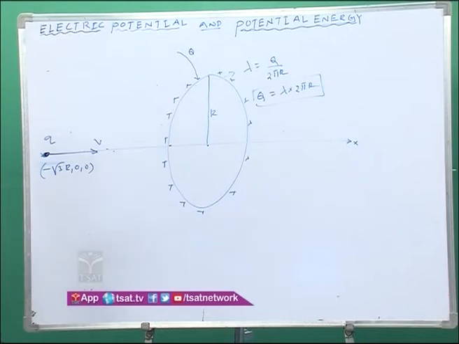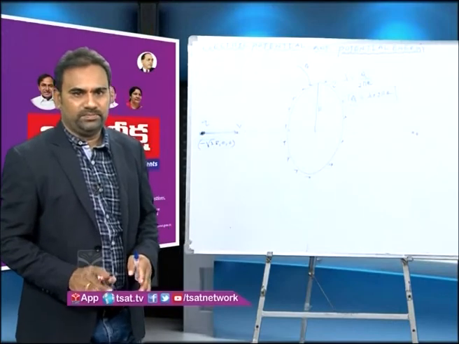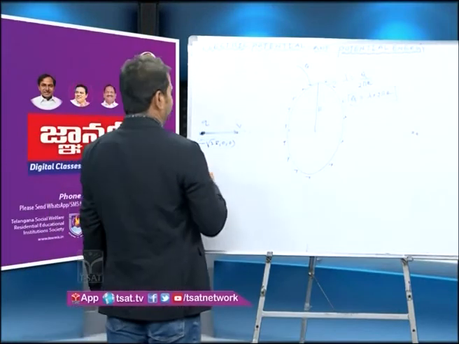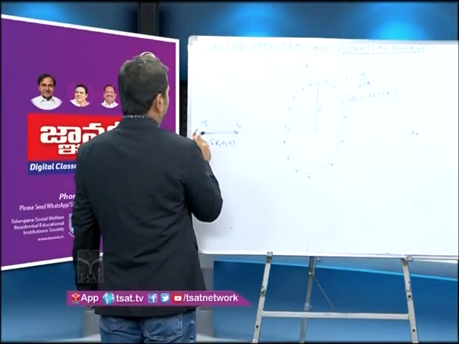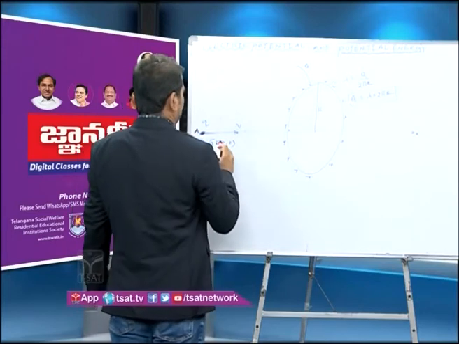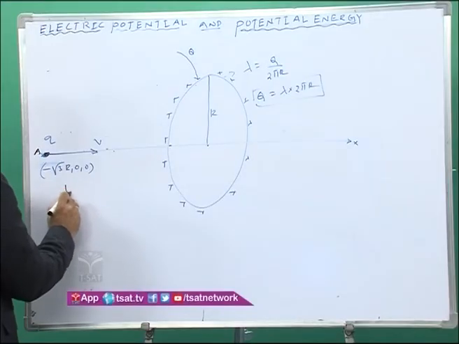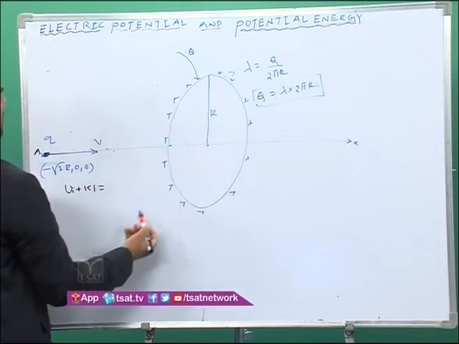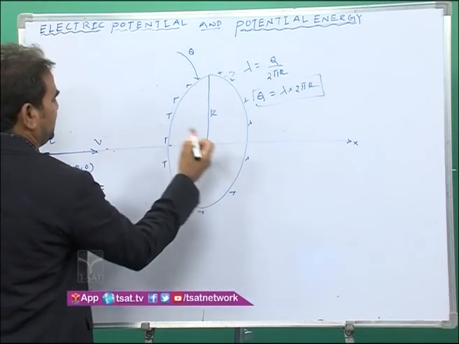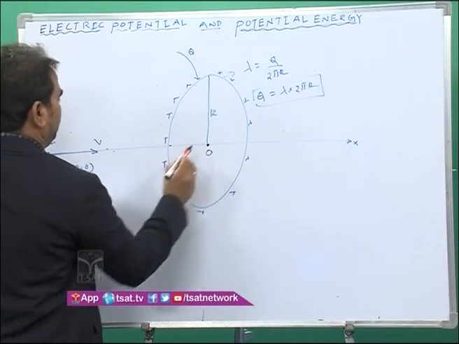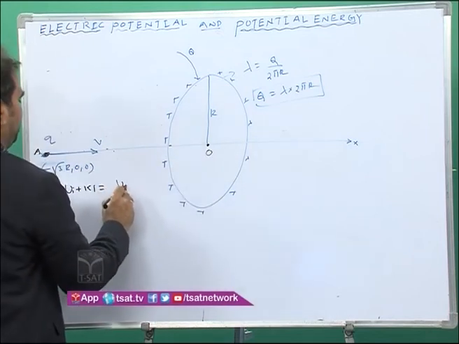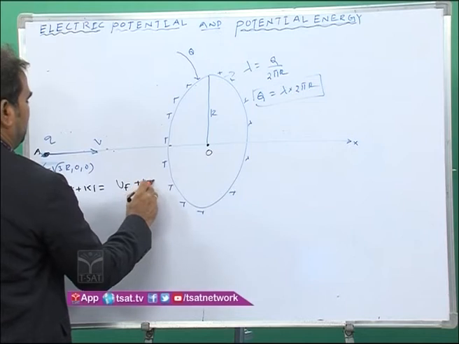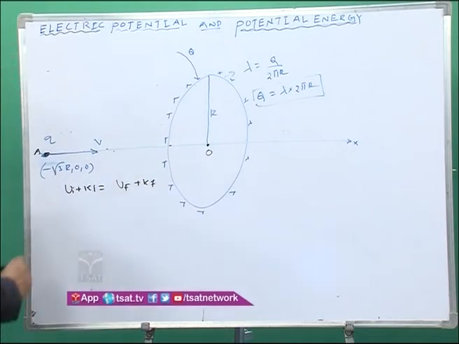According to the law of conservation of energy, the initial energy of the system would be equal to the final energy of the system. So what is the initial energy? The initial energy of the system at point A is Ui plus Ki, which is equal to the final energy of the particle when it approaches point O, that is Uf plus Kf, right?